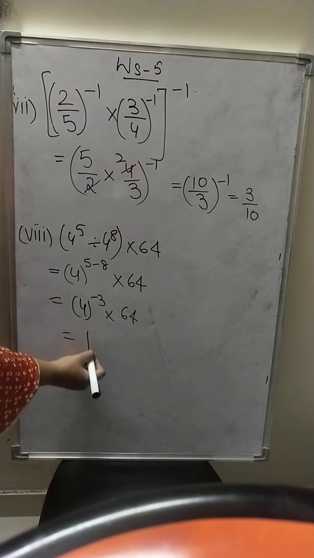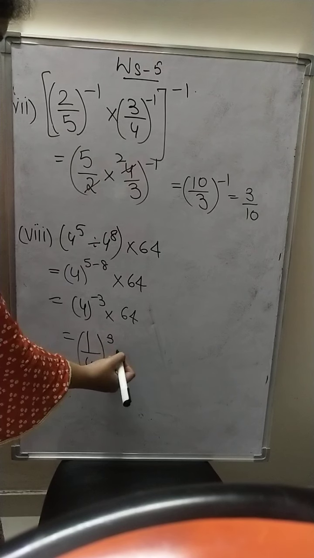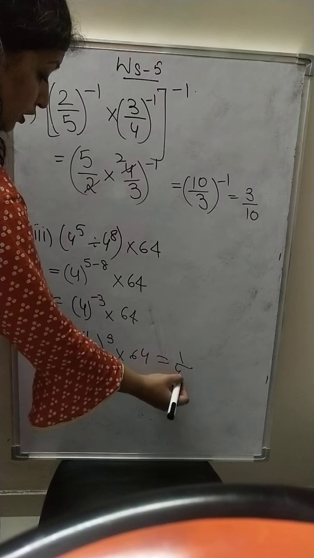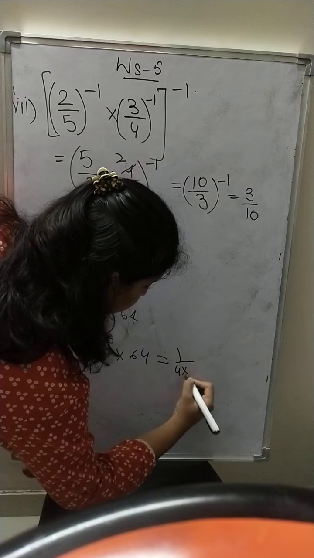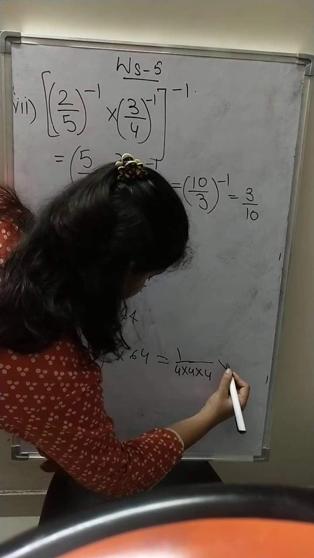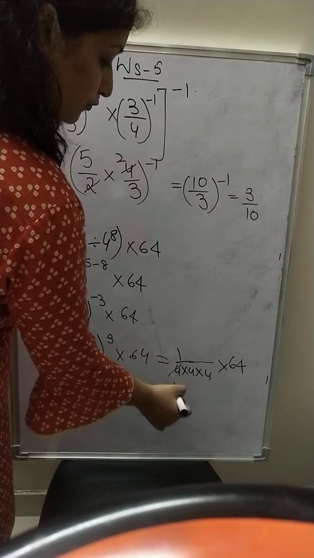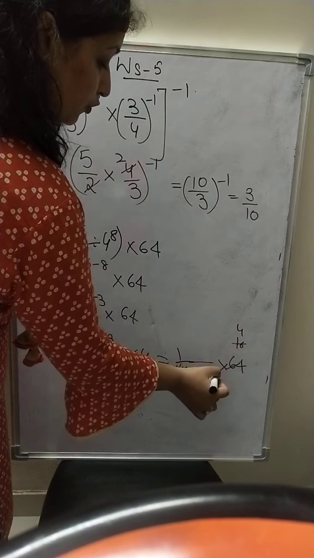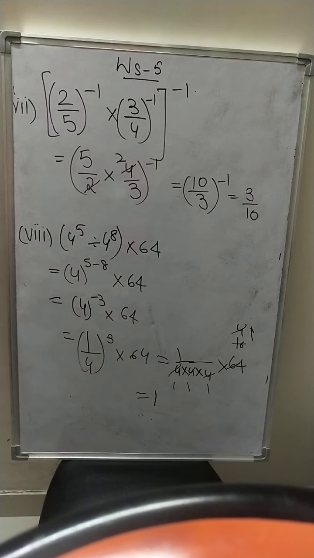Alright. So this I'll write as 1/4 cube. Make the power positive, into 64. So what do I get here? I get 1/4 into 4 into 4 and this is multiplied by 64. Now I have to start cancelling it. So 4 ones are 4 and here I get 16, then again 4 fours are 16, here I get 4, 4 ones are 4 and here also I get 1. So what answer I get? The answer comes out to be 1.